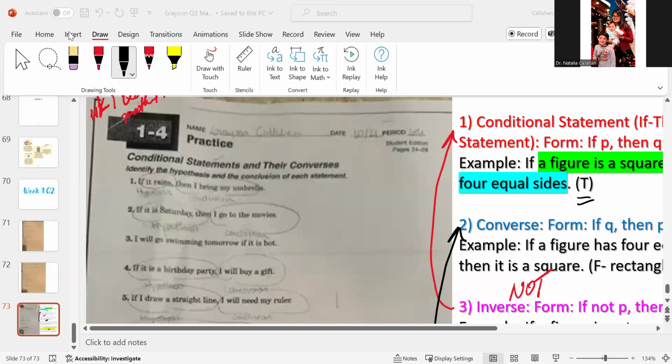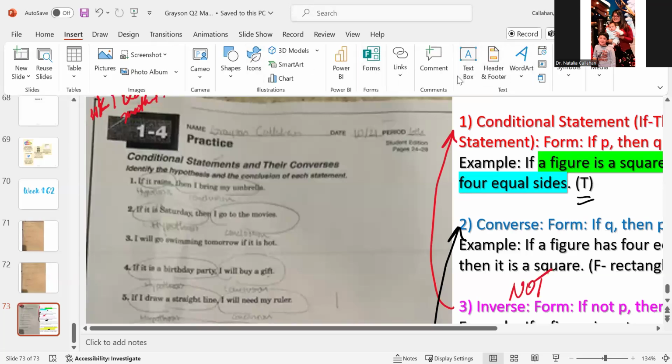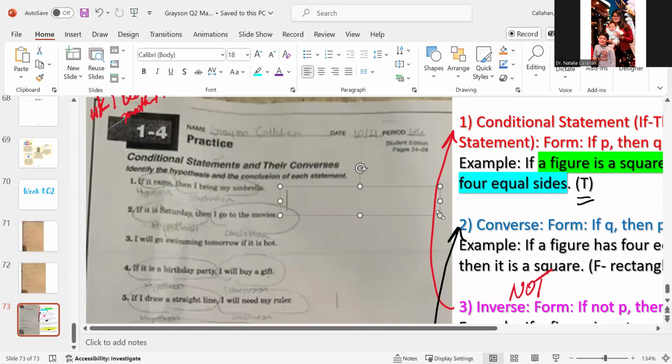Okay, number 1, read. Identify the hypothesis and conclusion of each. If it rains, then I bring my umbrella. Identify the hypothesis and conclusion. Okay, so hypothesis, just put H. If it rains, that's it. That's the beginning, right? Conclusion: I bring my umbrella. I circled it and then I put it on your. That's good. Yeah, that's fine.